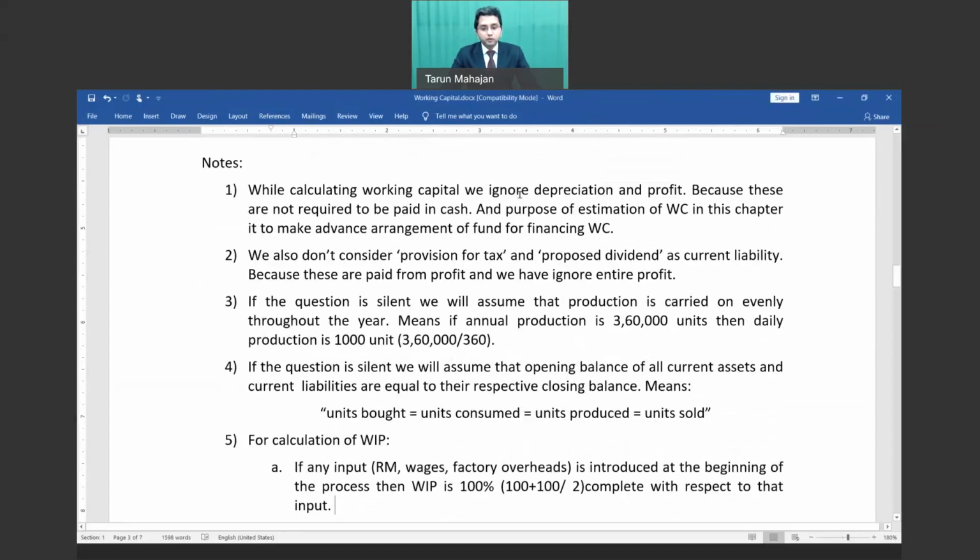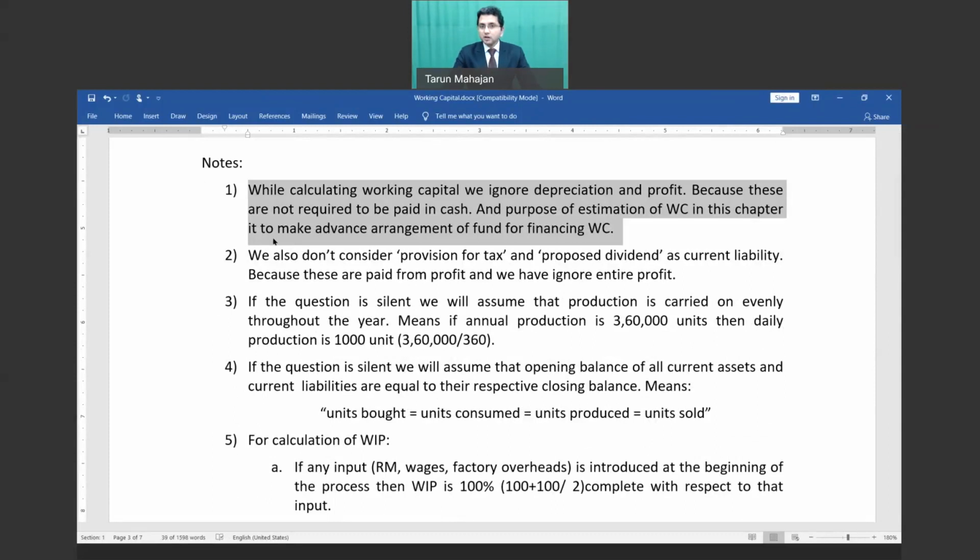So this point I have told you, why you exclude depreciation and profit. Now let me tell you one interesting thing. You have excluded entire profit. Then what about the income tax and what about the dividend? Income tax is paid when you have profit. Dividend is paid when you have profit. So income tax is paid from the amount of profit. Dividend is also paid from the amount of profit. And we have ignored entire profit.